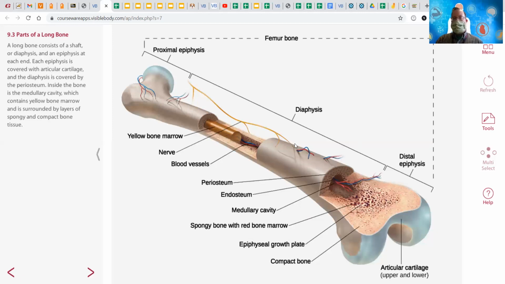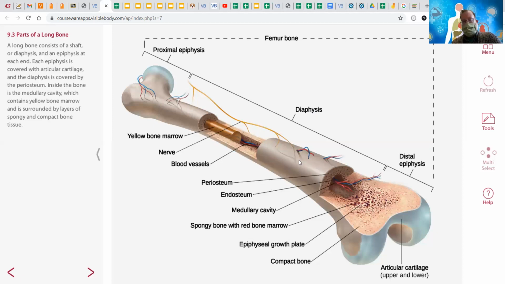The shaft of the bone is known as the diaphysis. Dia, D-I-A. Diaphysis. That's the fancy word for the shaft of the bone. And in the diaphysis, again, that's where we would find the marrow cavity or the medullary cavity. You can see this particular bone that they're showing has yellow marrow, so we must be looking at an adult long bone.